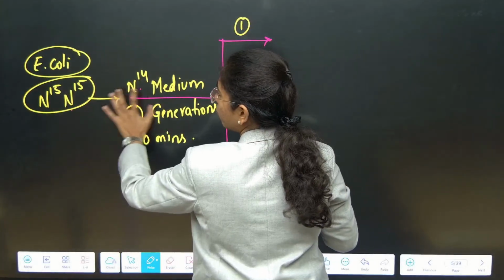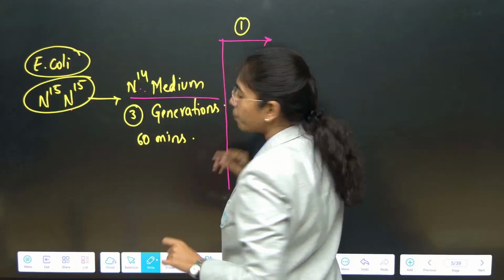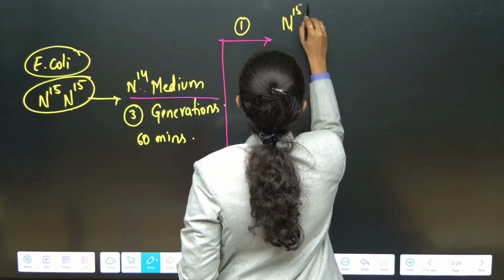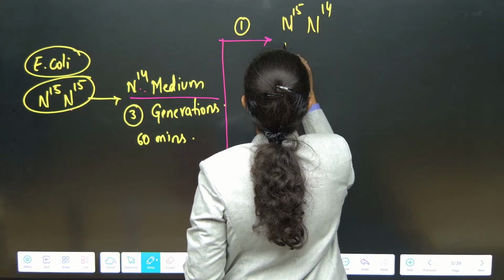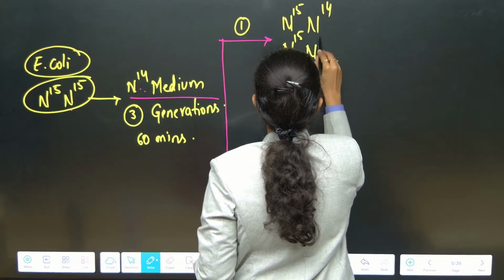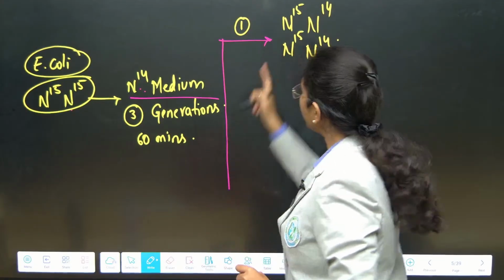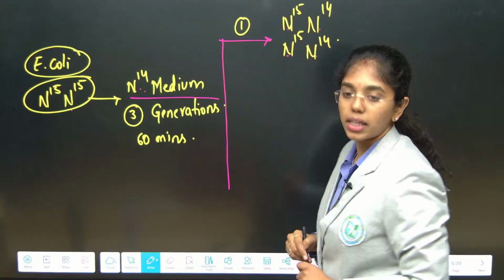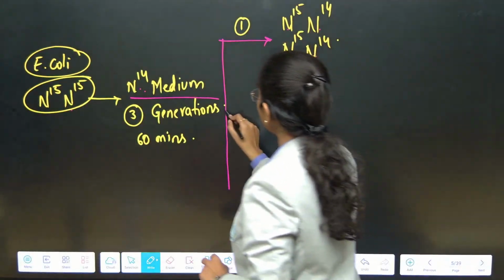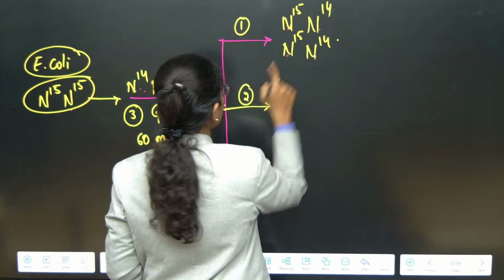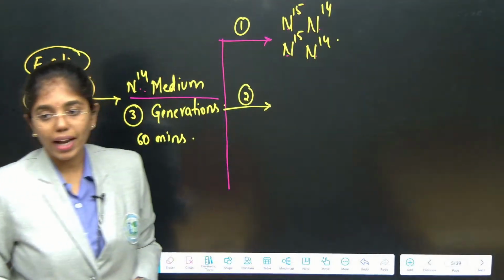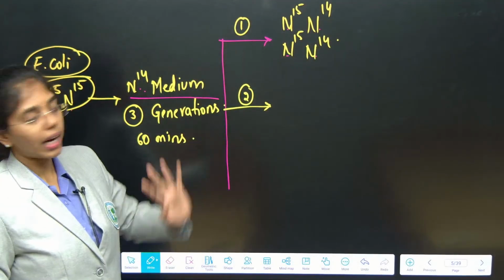N15, N14 are possible, yes or no? N15, N14, fine. Now, each of the strands will act as a template. In the second generation, each of the strands will act as a template strand. Each strand will act like that.